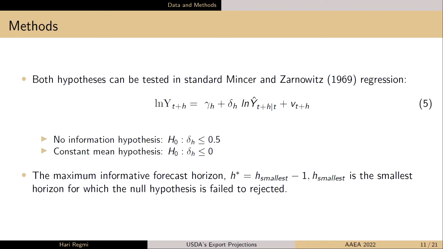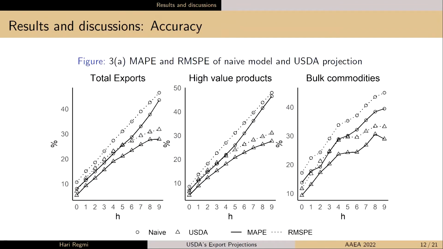It is a standard regression in forecast evaluation literature. No information hypothesis is equivalent to testing whether the coefficient in Mincer and Zarnowitz's regression is less than 0.5, whereas constant mean hypothesis is equivalent to testing whether the coefficient of Mincer and Zarnowitz's regression is less than or equal to 0. And we compute the maximum informative projection horizon by subtracting 1 from the smallest horizon for which, for the first time, you fail to reject the null hypothesis. So this is the result.